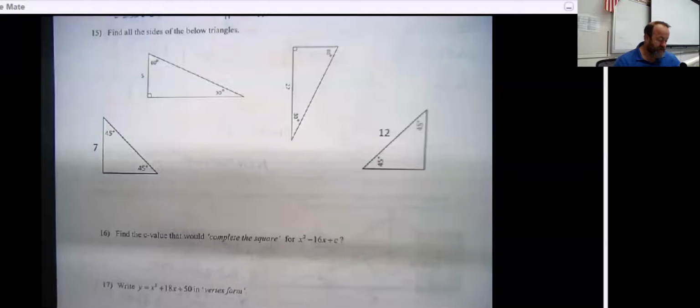Okay, so off we go. A couple of special right triangles to start us off, and then we start getting into quadratics. Okay, so special right triangle time.